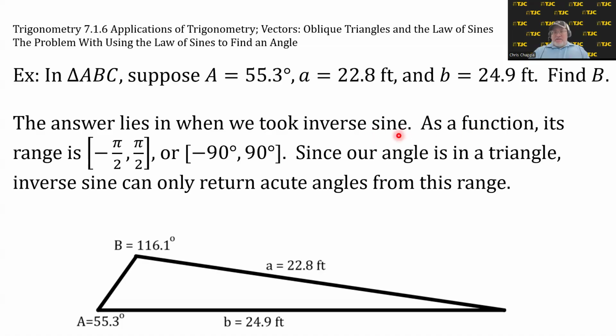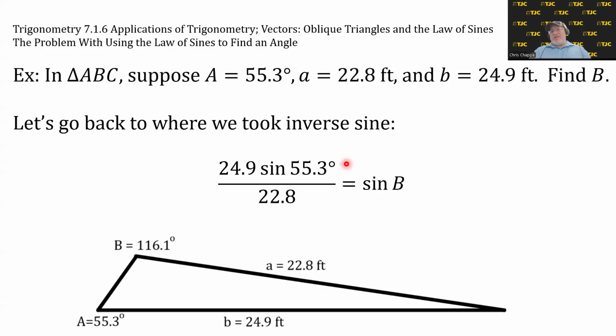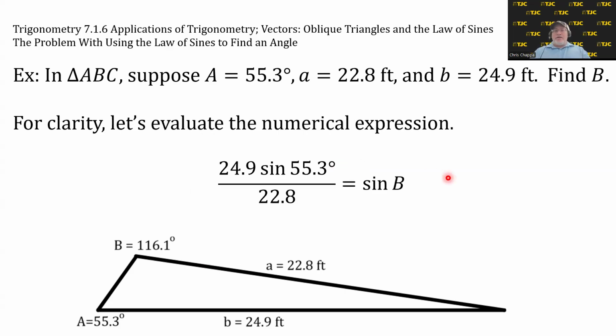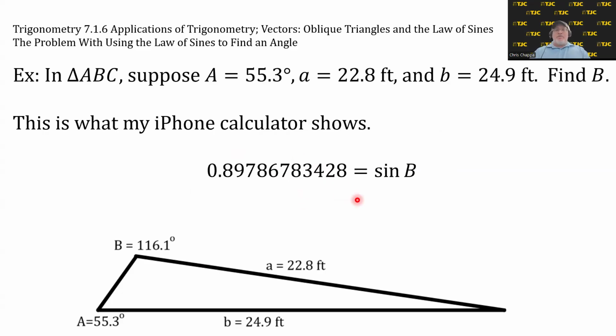As a function, inverse sine, its range is negative pi over 2 to pi over 2, or negative 90 degrees to 90 degrees. And since our angle is in a triangle, inverse sine can only return acute angles from this range. It won't return a negative angle because our triangle won't have a negative angle. So it can only give something between 0 and 90. So let's go back to where we actually took inverse sine. And for the sake of clarity, I'm going to evaluate this numerical expression on the left. Put it into my calculator on my iPhone, and these are all the digits that it showed me. Sine of B equals this rather long decimal number.